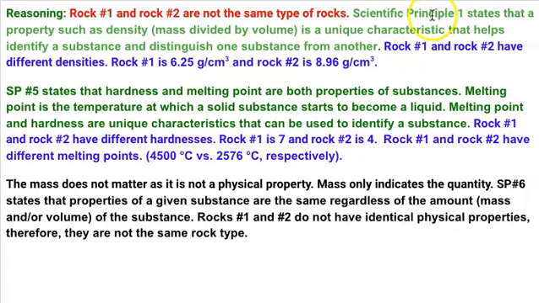hey, look, I have the scientific principle in there. And once you put the scientific principle in there and you state it, now you have to explain why that's important. Well, rock number 1 and rock 2 have different densities. Rock 1 is 6.25 grams per cubic centimeter, and rock number 2 is 8.96 grams per cubic centimeter. So you not only have the scientific principle, but why is the scientific principle important?